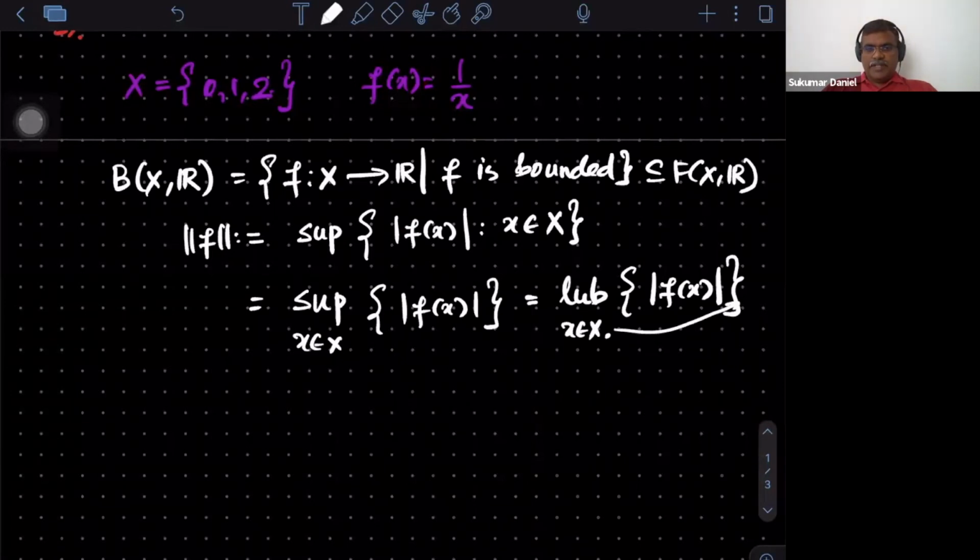Is BXR a vector space? If you have not done so, then please check. If f is bounded and g is bounded, then f plus g is bounded. If f is bounded and you multiply with any scalar, that function is also bounded. These things you have to make sure. Okay.